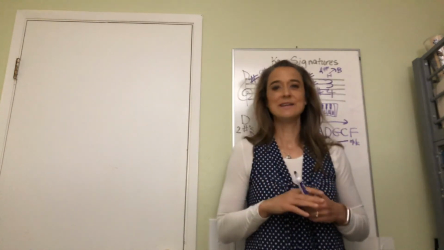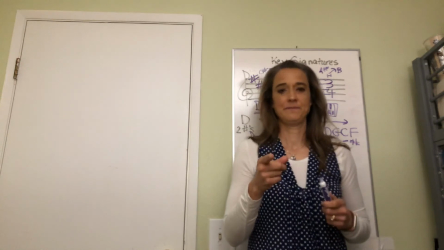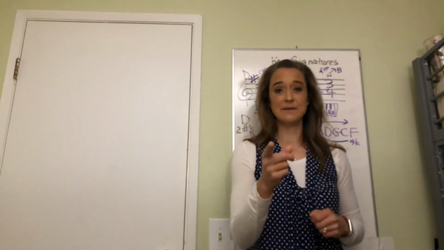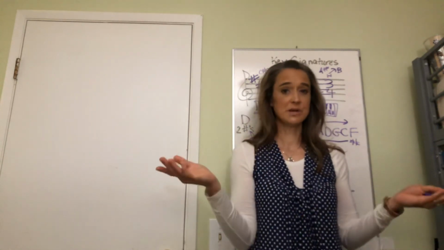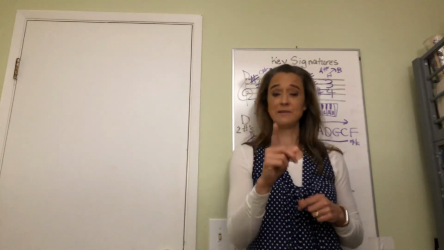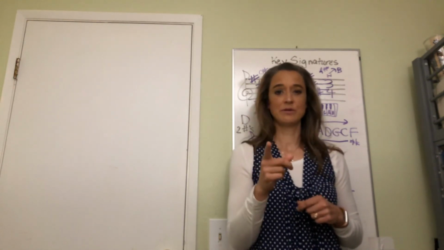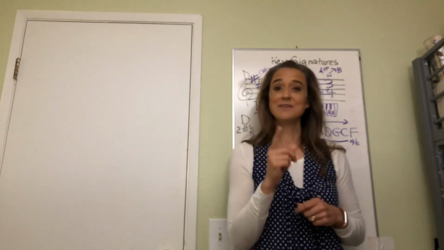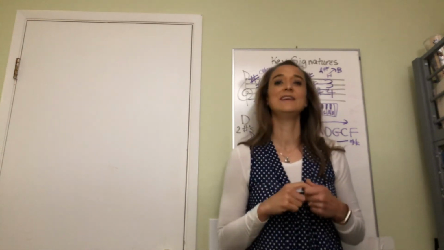Okay, what is the flat rule? Second to last flat is the key you're in. What is the key of C? No sharps or flats. What is the key of F? 1 flat. And what is the sharp rule? A half step higher than the last sharp written is the key you're in.